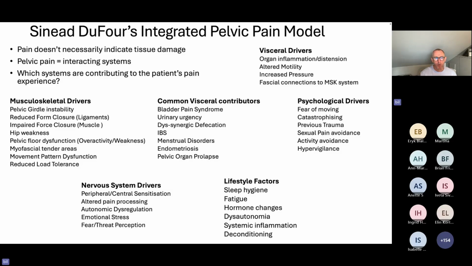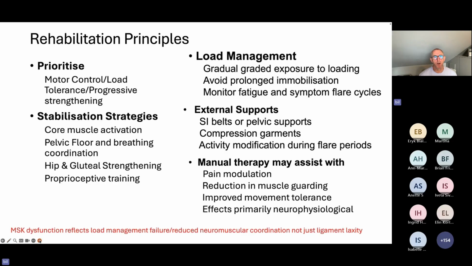We need to always have in the back of our mind that when we're looking at these patients, there's more than one thing that we need to consider. So what are the rehabilitation principles? We need to prioritize motor load control, tolerance, progressive strengthening, stabilization strategies, looking at core muscle activation, pelvic floor and breathing coordination, hip and gluteal strength, proprioceptive training.